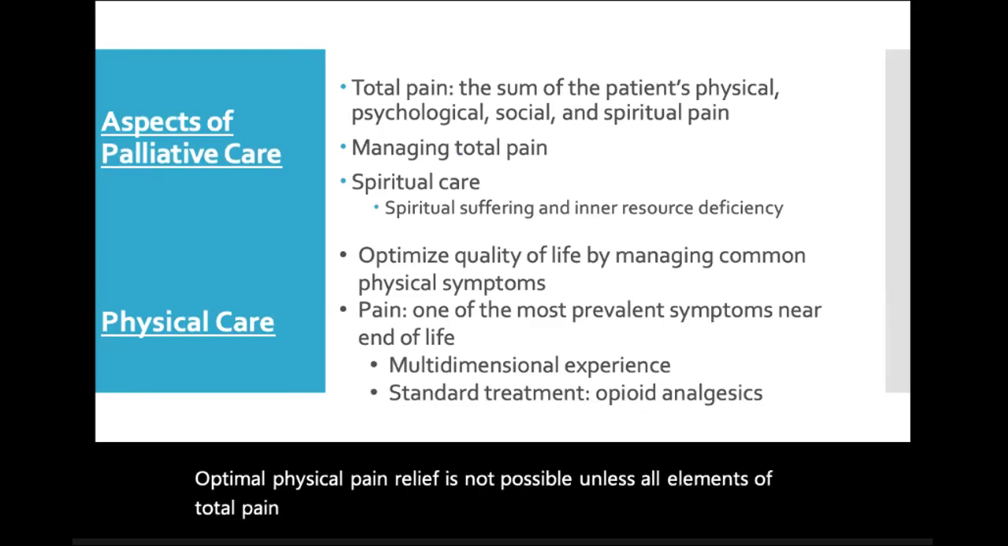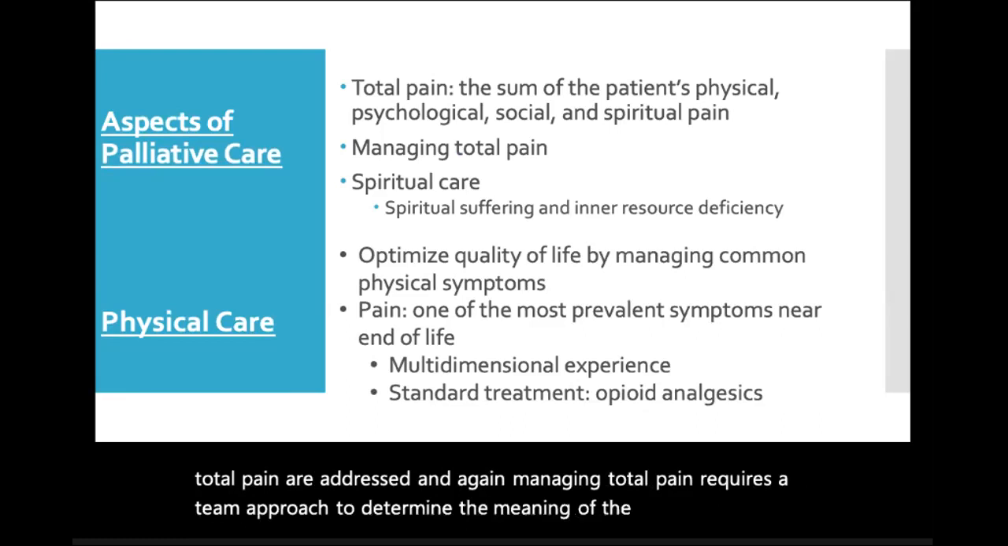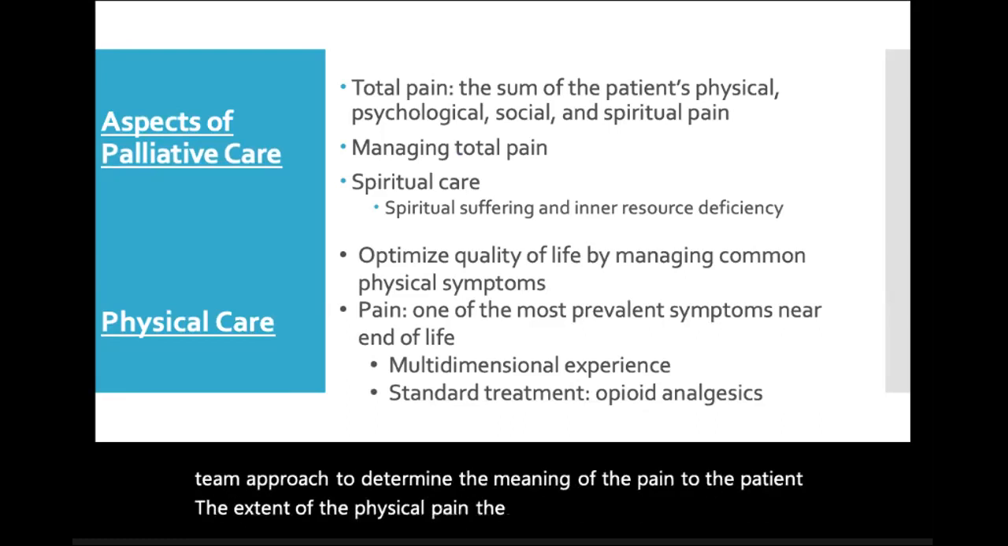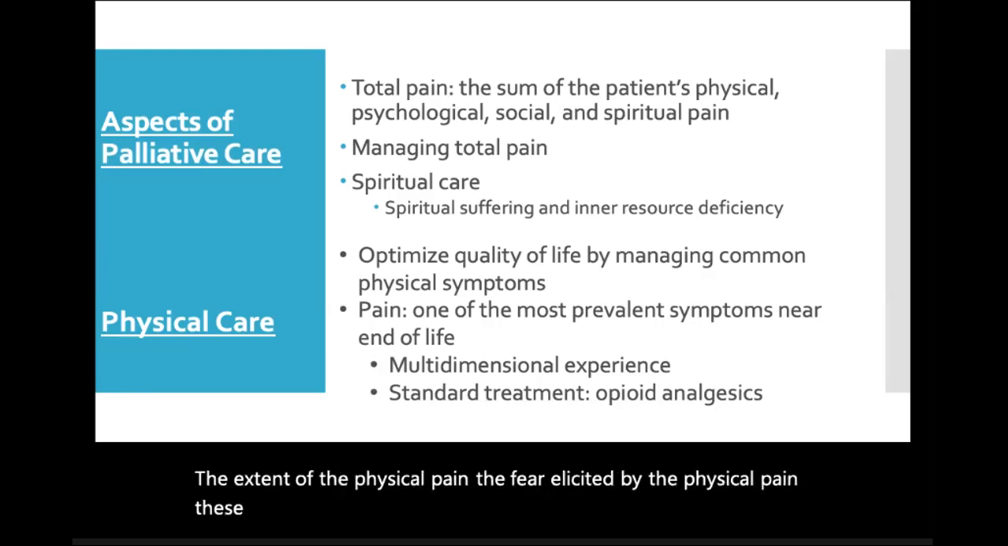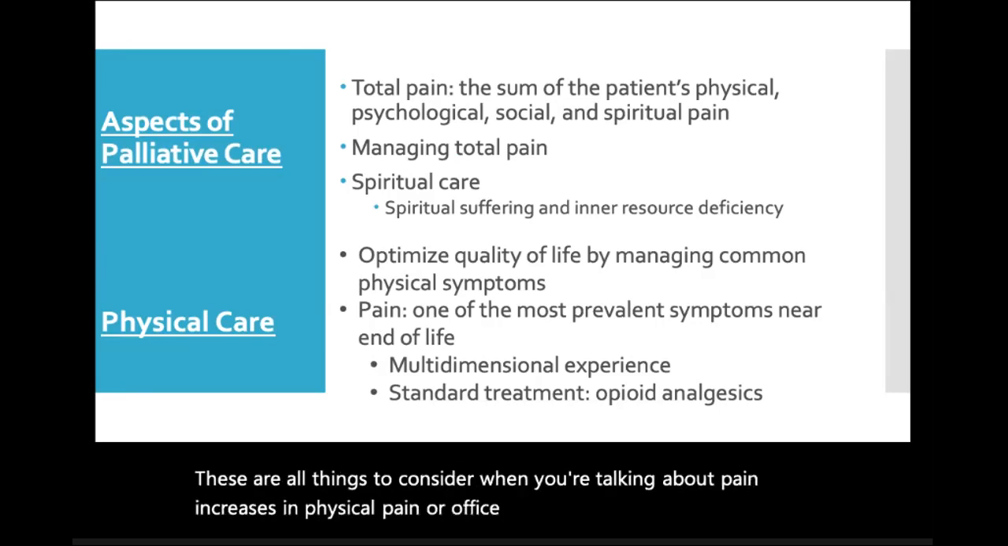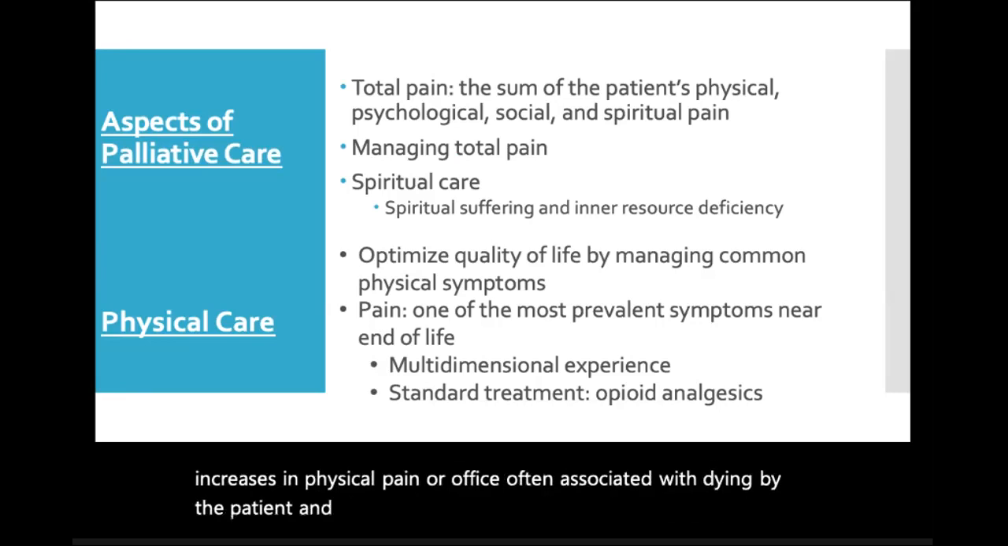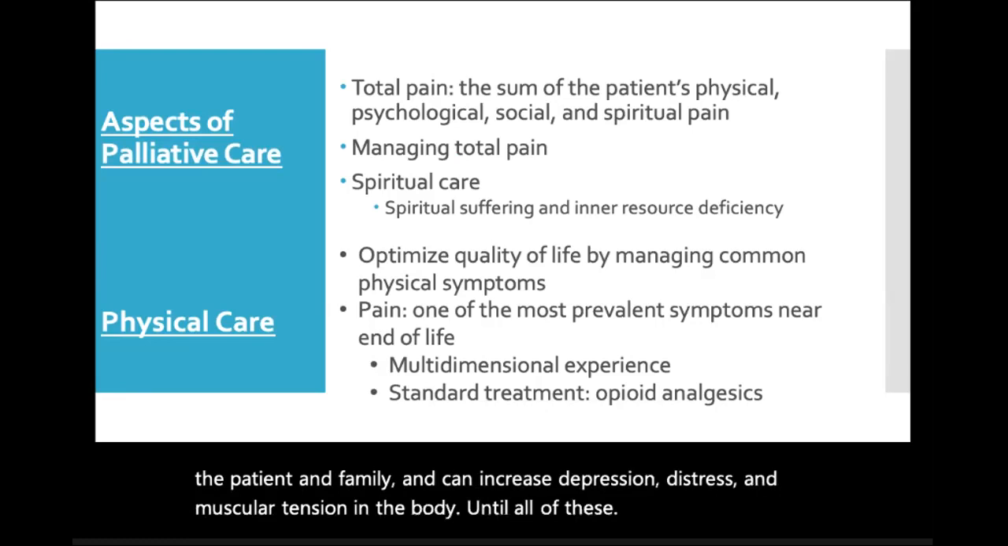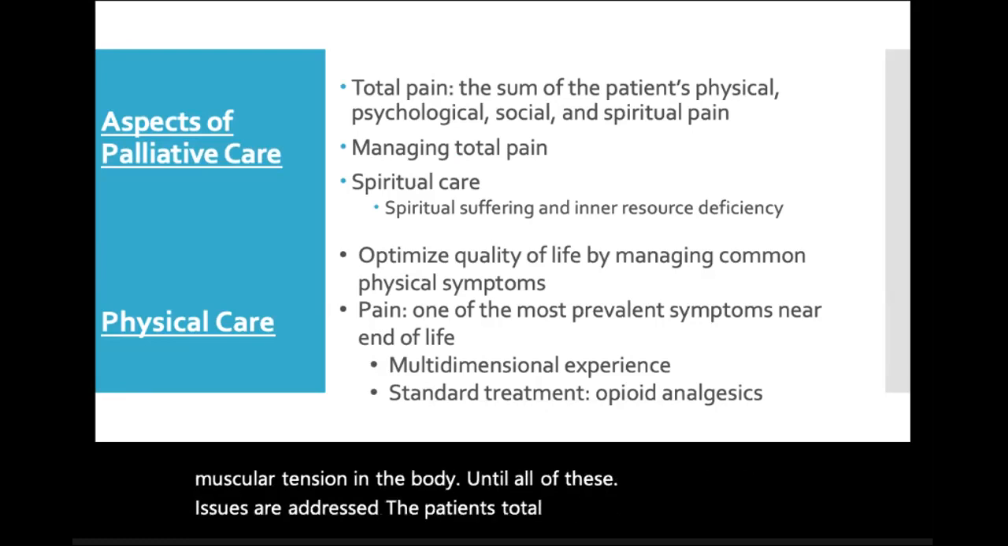And again, managing total pain requires a team approach to determine the meaning of the pain to the patient, the extent of the physical pain, the fear elicited by the physical pain. These are all things to consider when you're talking about pain. Increases in physical pain are often associated with dying by the patient and family, and can increase depression, distress, and muscular tension in the body. Until all of these issues are addressed, the patient's total pain may remain uncontrolled.